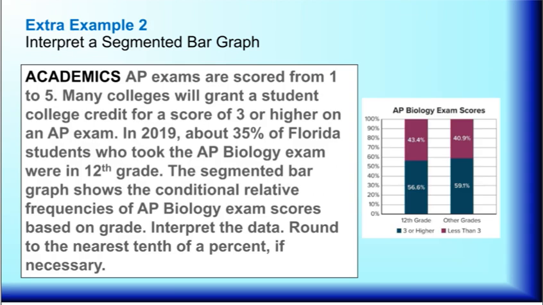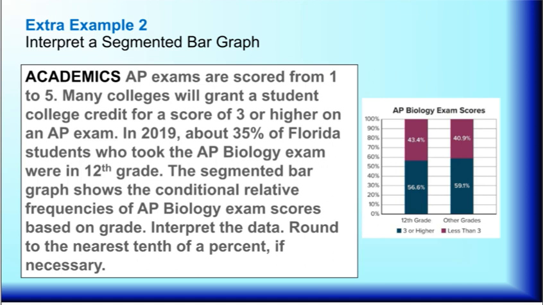Try another problem. AP exams are scored from 1 to 5. Many colleges will grant a student college credit for a score of 3 or higher on the AP exam. In 2019, about 35% of Florida students who took the AP biology exam were in 12th grade. The segmented bar graph shows the conditional relative frequencies of AP biology exam scores based on the grade. Interpret the data, rounding to the nearest 10th of a percent if necessary.